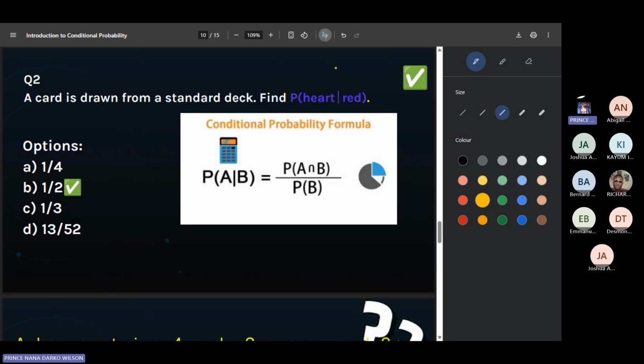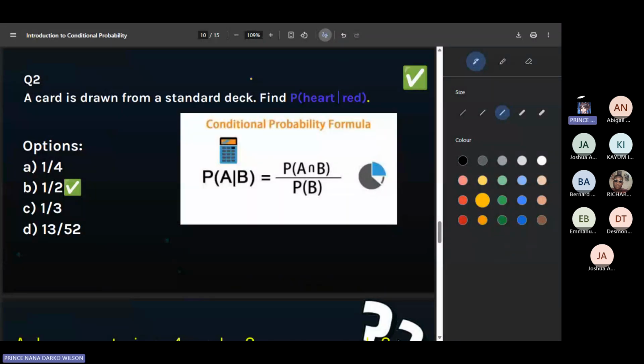So then the hearts are all red, and then the diamonds are also all red. Keep that in mind, okay? So then we have 26 red cards in total, 13 of which are hearts, 13 of which are diamonds. And then we have the remaining cards that are not red and are all black.